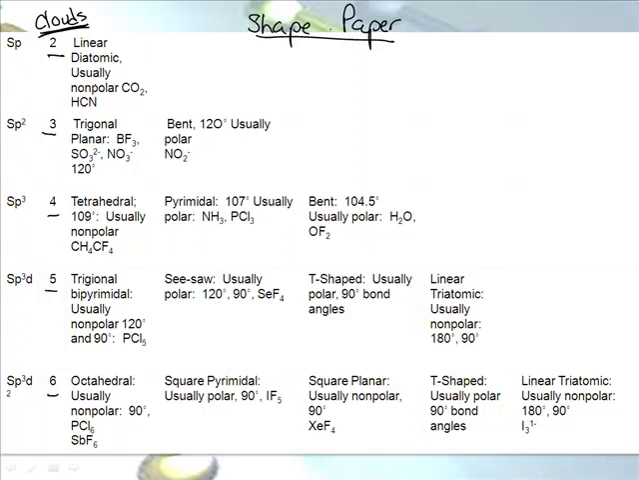So the first shape that we want to talk about is the linear shape, which has how many clouds? 2 clouds. First of all, I just realized Mr. Sam caught that this is a typo here. This is a linear triatomic. So let's fix that before we move on.